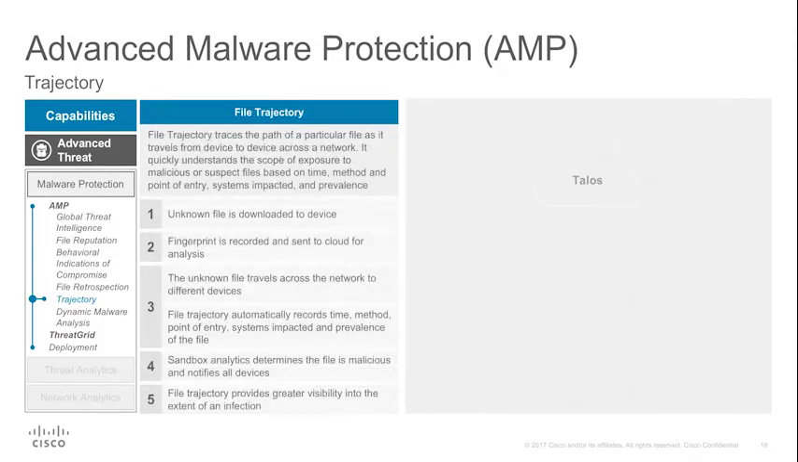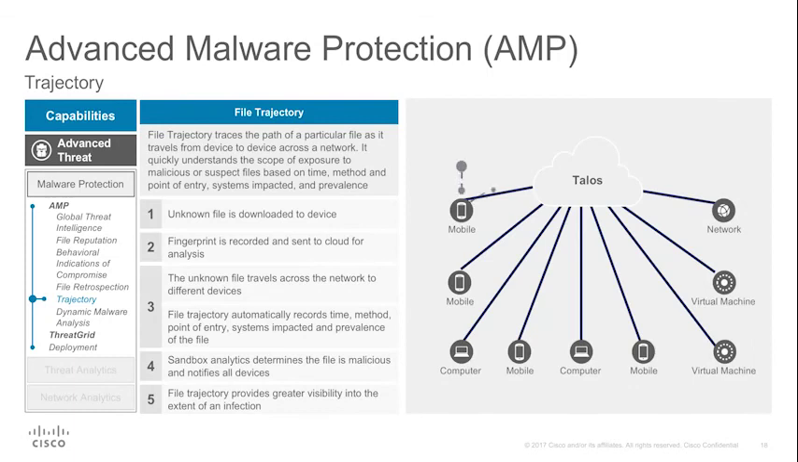With file trajectory, customers are able to track malware or suspicious files across their network to determine the scope of an outbreak. When unknown files enter the network, the file fingerprints are recorded and sent to Talos, where the disposition is determined. No matter where a file goes, Next-Gen IPS records who sent it, when they sent it, and who it was sent to next, all the while keeping the file linked to its original point of entry.